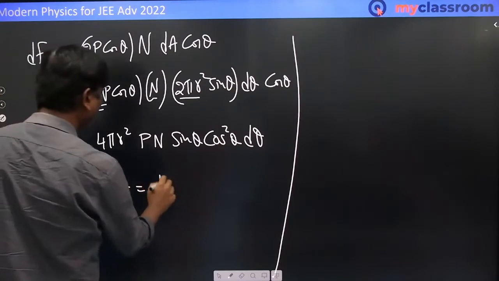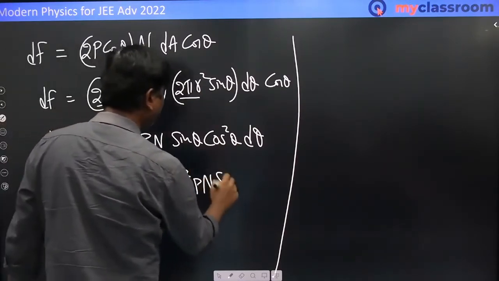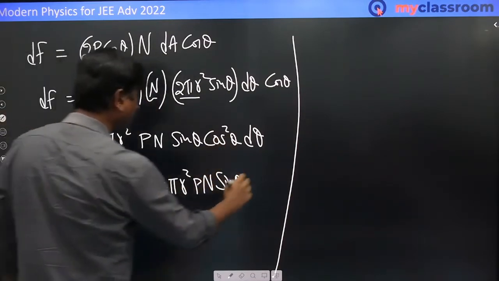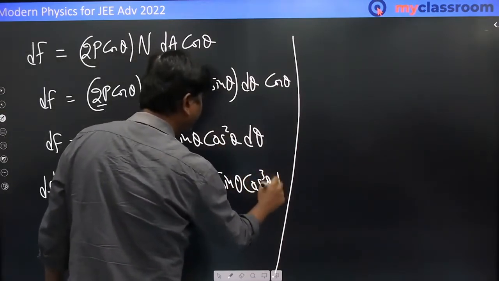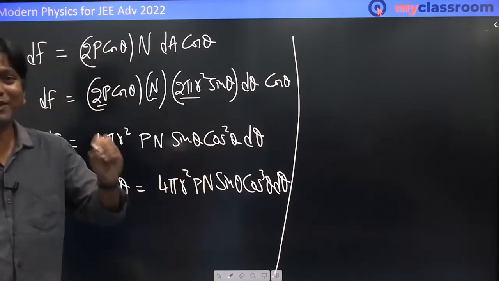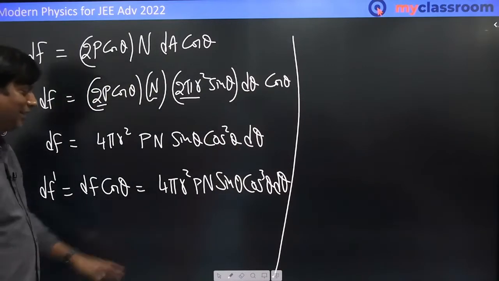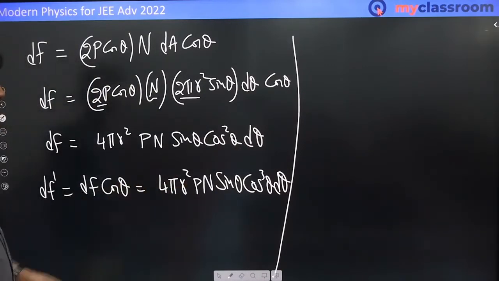So you will be getting 4 pi r square p n, okay, sin theta into cos square into cos cube theta d theta. So overall, how much all these photons are exerting the force on that particular strip, is this one, right?